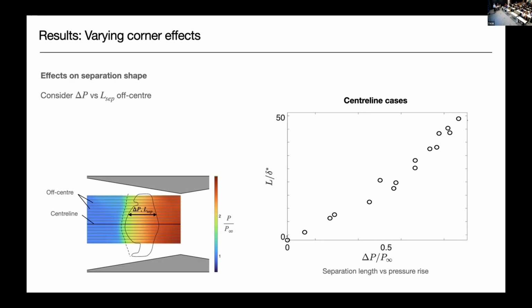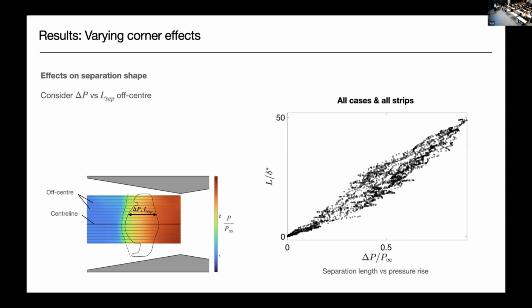So this was the centerline plot of separation length versus pressure rise. If we now include all the different cases and all the different strips for those cases, that's what we get. Okay. So we still see a strong correlation between separation length and pressure rise, even at off-center locations. We can again put a fit through that. And if we include the error that's associated with the measurements from pressure-sensitive paint, well, we see that actually there's some scatter that falls outside of that uncertainty, okay? So this indicates that there's some secondary effect that we're not yet capturing.